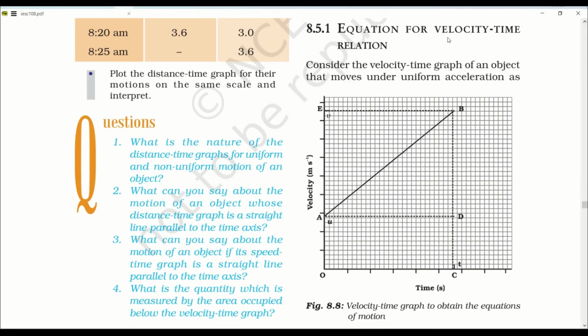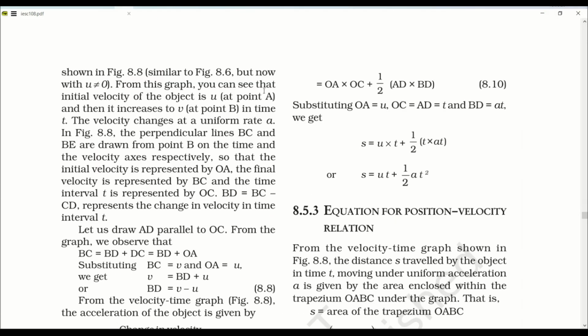Now let's go through another topic, the equation for the velocity time relation. So consider the velocity time graph. This is the velocity time graph, this one. Consider the velocity time graph of an object that moves under uniform acceleration. From this graph you can see that the initial velocity of the object is u and then it increases to v.